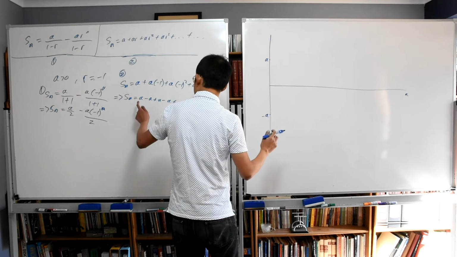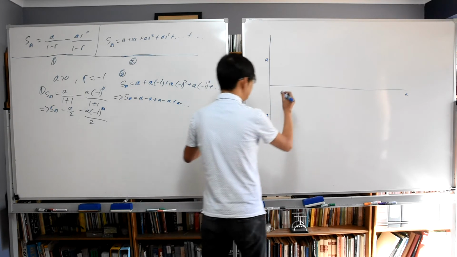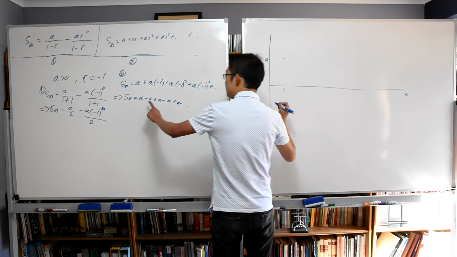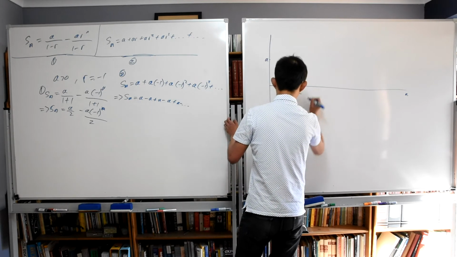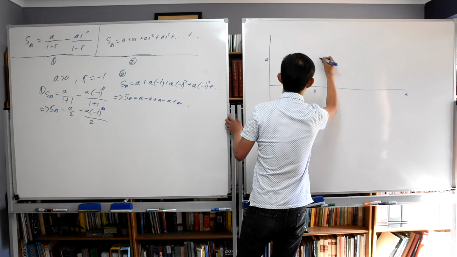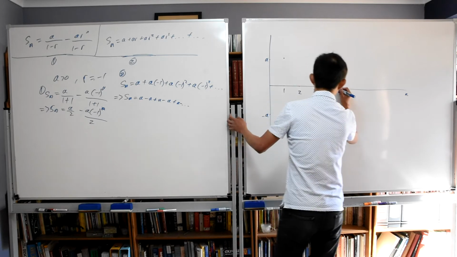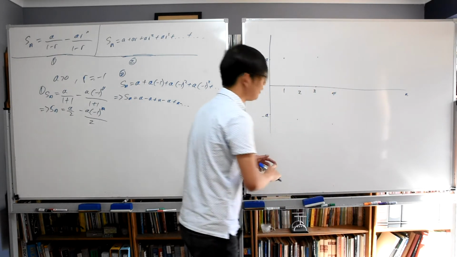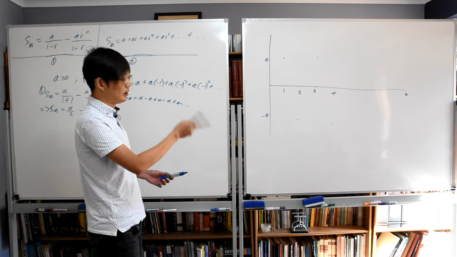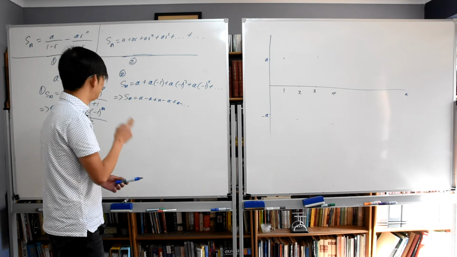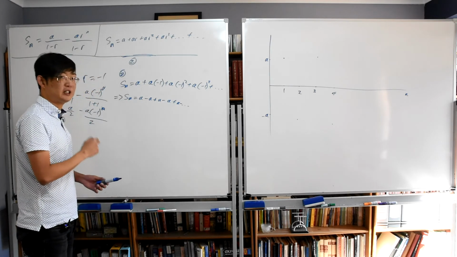The first term of this infinite series is positive a. The second term of this series is negative a. The third term is positive a. The fourth term is negative a, and so on. There's always going to be some sort of an oscillation about the axis whenever we have a negative common ratio in this infinite geometric series.